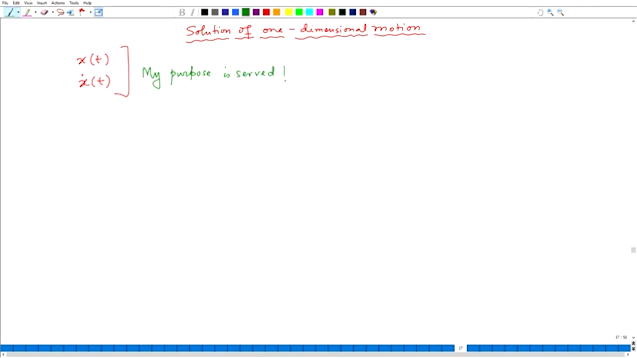Of course, in 2 dimensions or in 3 dimensions, the purpose is to know r as a function of t and r dot as a function of t, starting from d2r dt2 or r double dot equal to f by m, where f is the force.